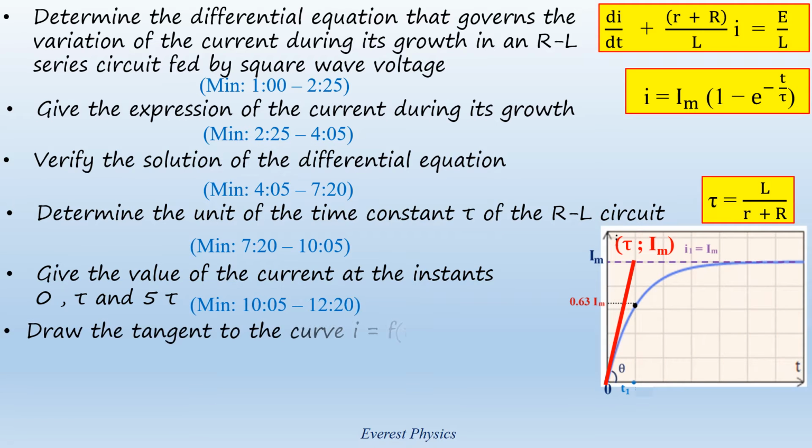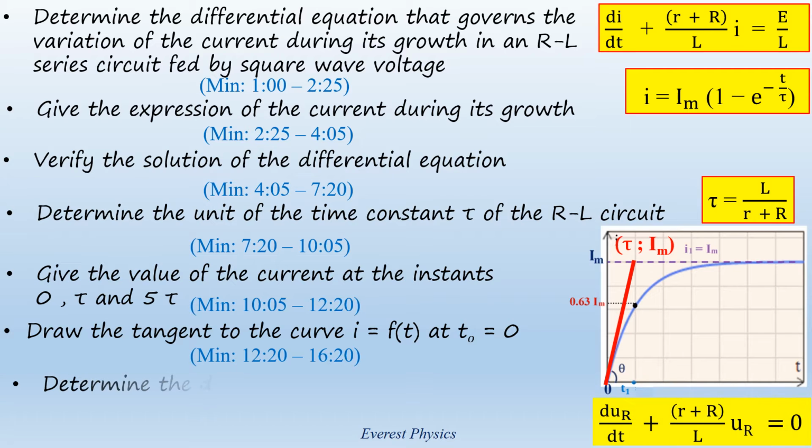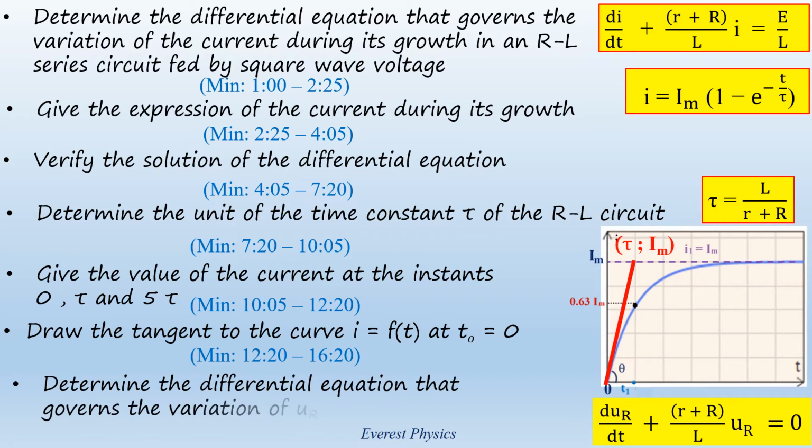Draw the tangent to the curve I equal f of t at t0 equals 0. Finally, determine the differential equation that governs the variation of the voltage UR across the resistor of the circuit.